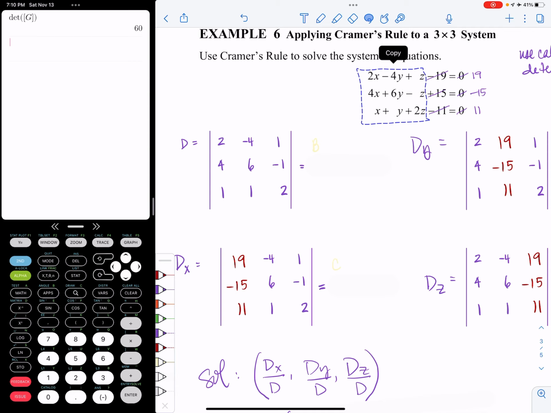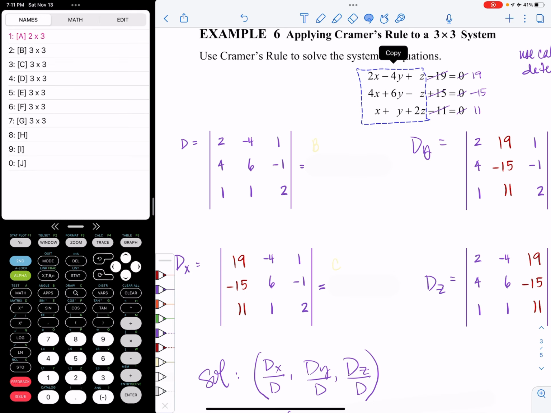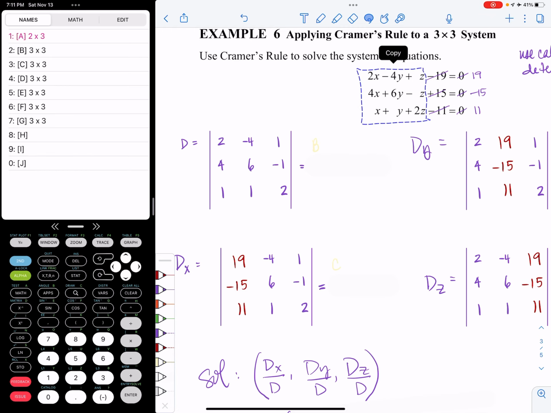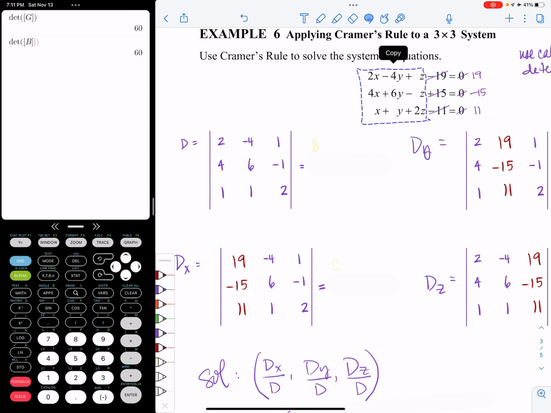Now, I already have this saved in my calculator, so just to save some time, you might want to pause the video at this point. I went ahead and entered it already. So I'm going to find my determinant, and I'm going to use the matrix that I called B, and so this is going to equal 60. To get my d sub x, notice that I have taken my column of constants and replaced the x's with that column of constants. And so I named my matrix C here.